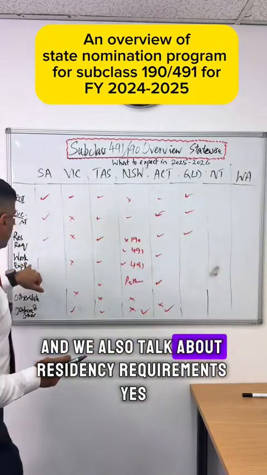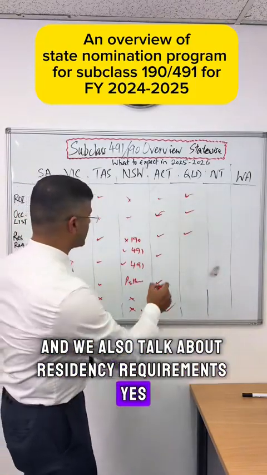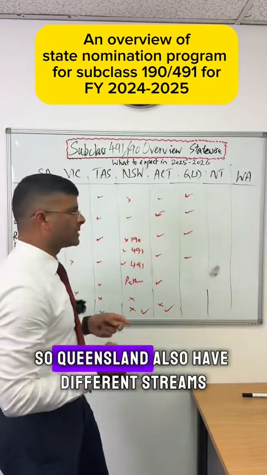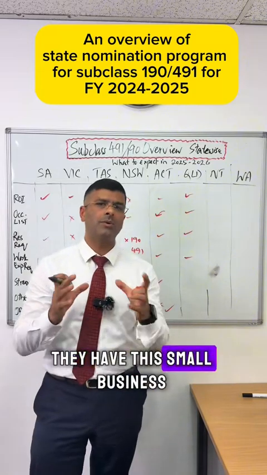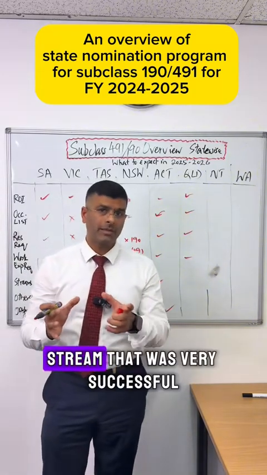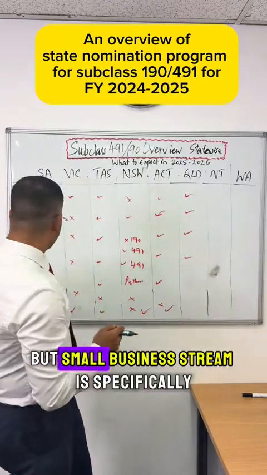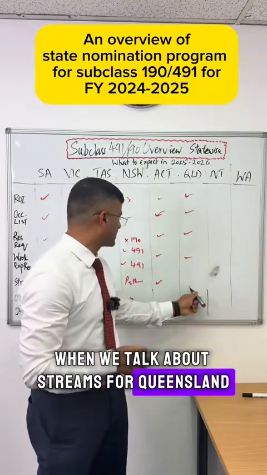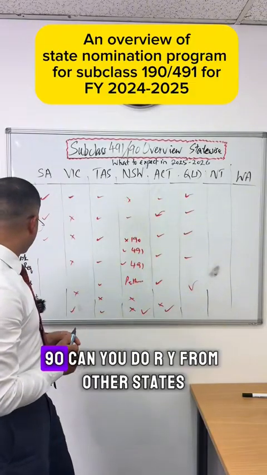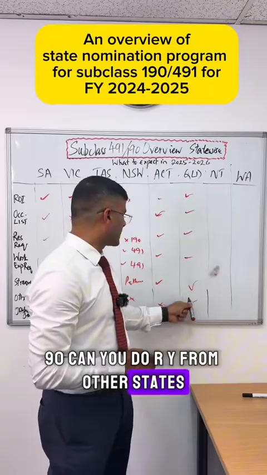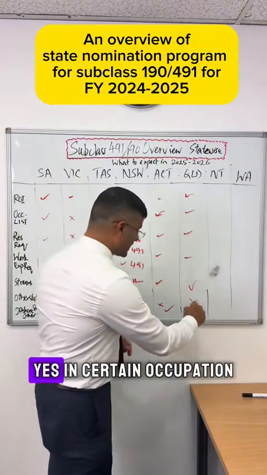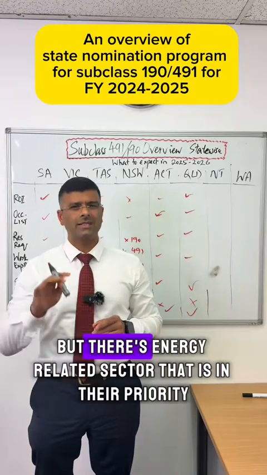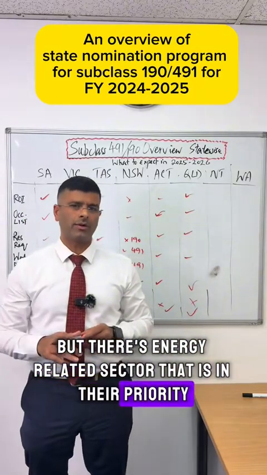And we also talk about residency requirements. Yes, residency and work experience, they do have those requirements and different streams. So Queensland also has different streams. They have this small business stream that was very successful, but the small business stream is specifically what I would like to highlight when we talk about streams for Queensland's 491 and 190. Can you do ROI from other states? No. And then offshore, yes, in certain occupations. I think they had this, not renewable, but an energy related sector that is in their priority.